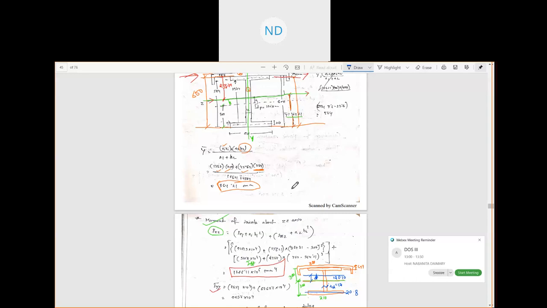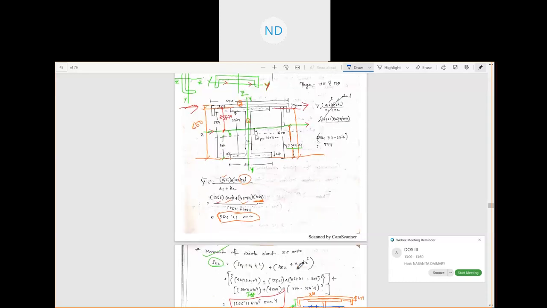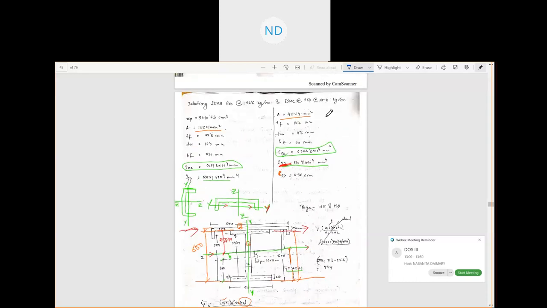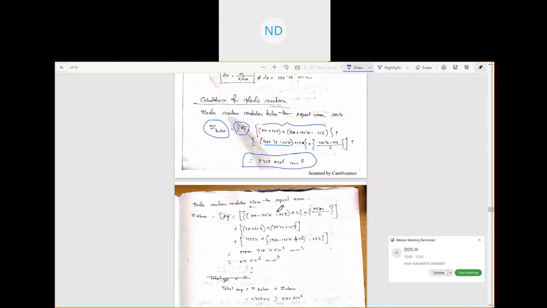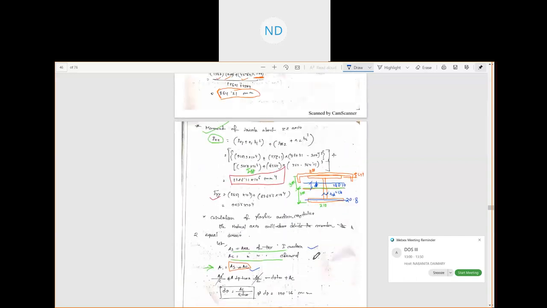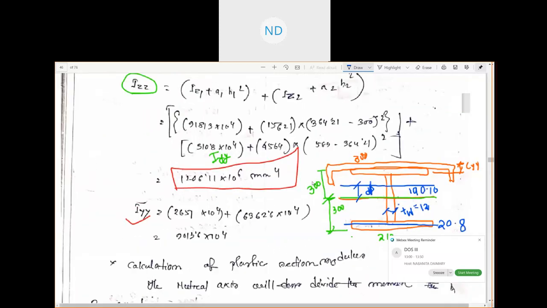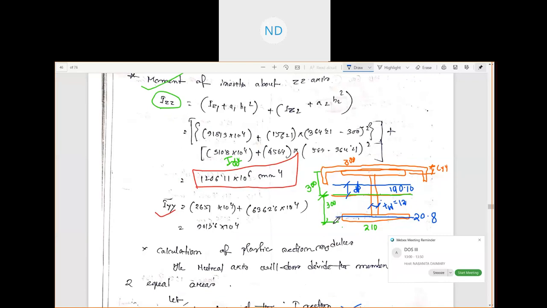This is the area of the channel section known to us, 4564. Then comes your Y bar. For the channel section, Y bar will be 117, if from this entire 600 we subtract 490, this portion.